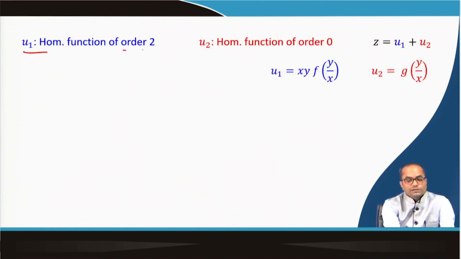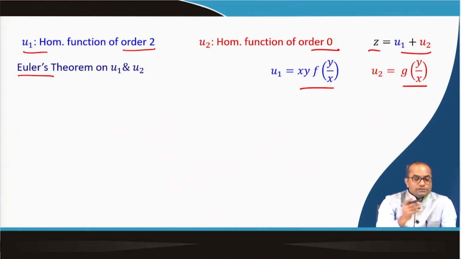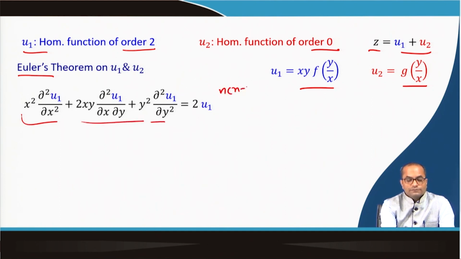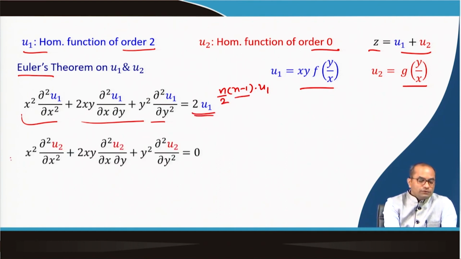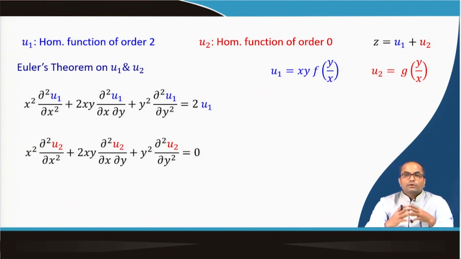Well, so this is the situation. u1 is a homogeneous function of order 2, u2 is a homogeneous function of order 0, u1 is given here, u2 is given here, and z is u1 plus u2. So, Euler's theorem we can apply on u1 and u2. On u1, if we apply Euler's theorem, the result says n into u1, and n is 2 there, so this is 2u1. We can apply it on u2 also, but that result will be 0 because n is 0 there. So we have these two separate results when we apply Euler's theorem on each of them.